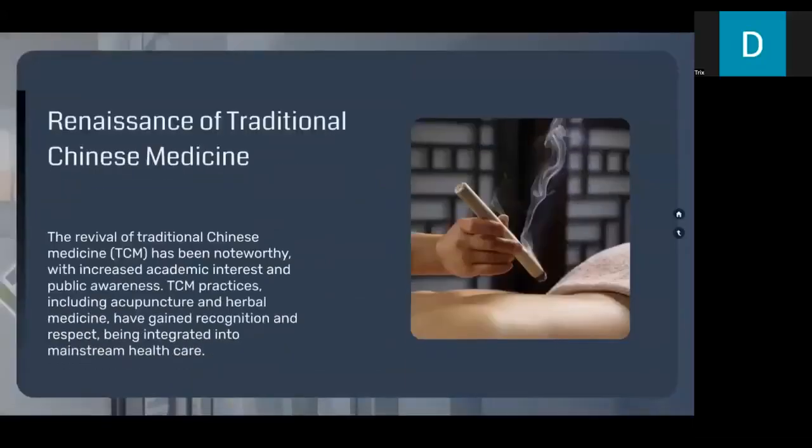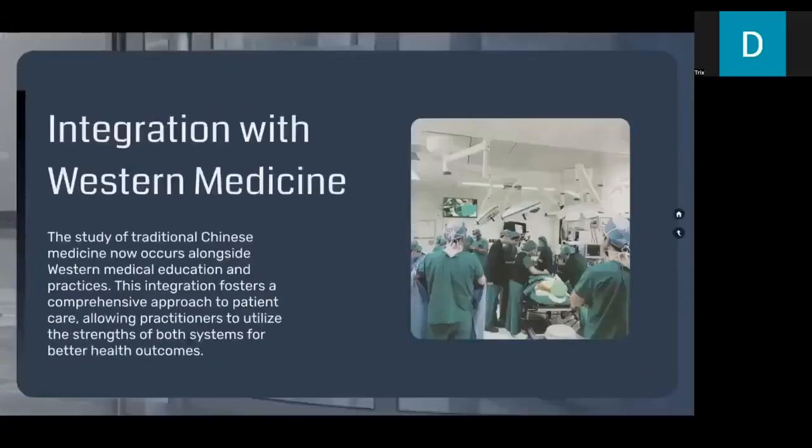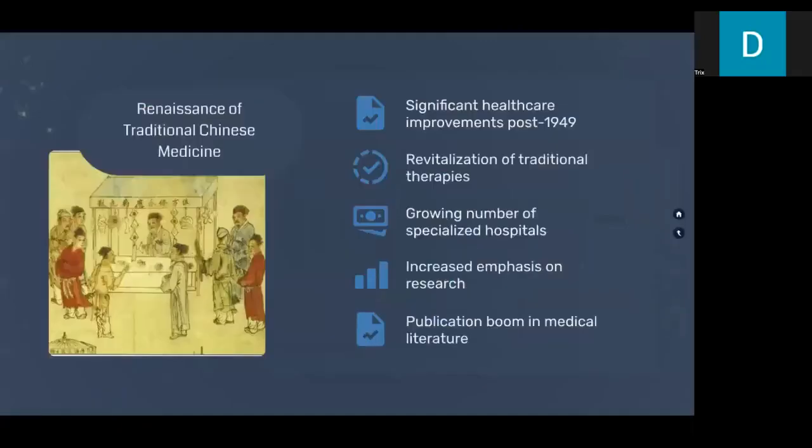The revival of TCM has been noteworthy, with increased academic interest and public awareness. TCM practices, including acupuncture and herbal medicine, have gained recognition and respect. They are integrated into mainstream healthcare. The study of TCM now occurs alongside Western medical education and practices. This integration fosters a comprehensive approach to patient care, allowing practitioners to utilize the strengths of both systems for better health outcomes.